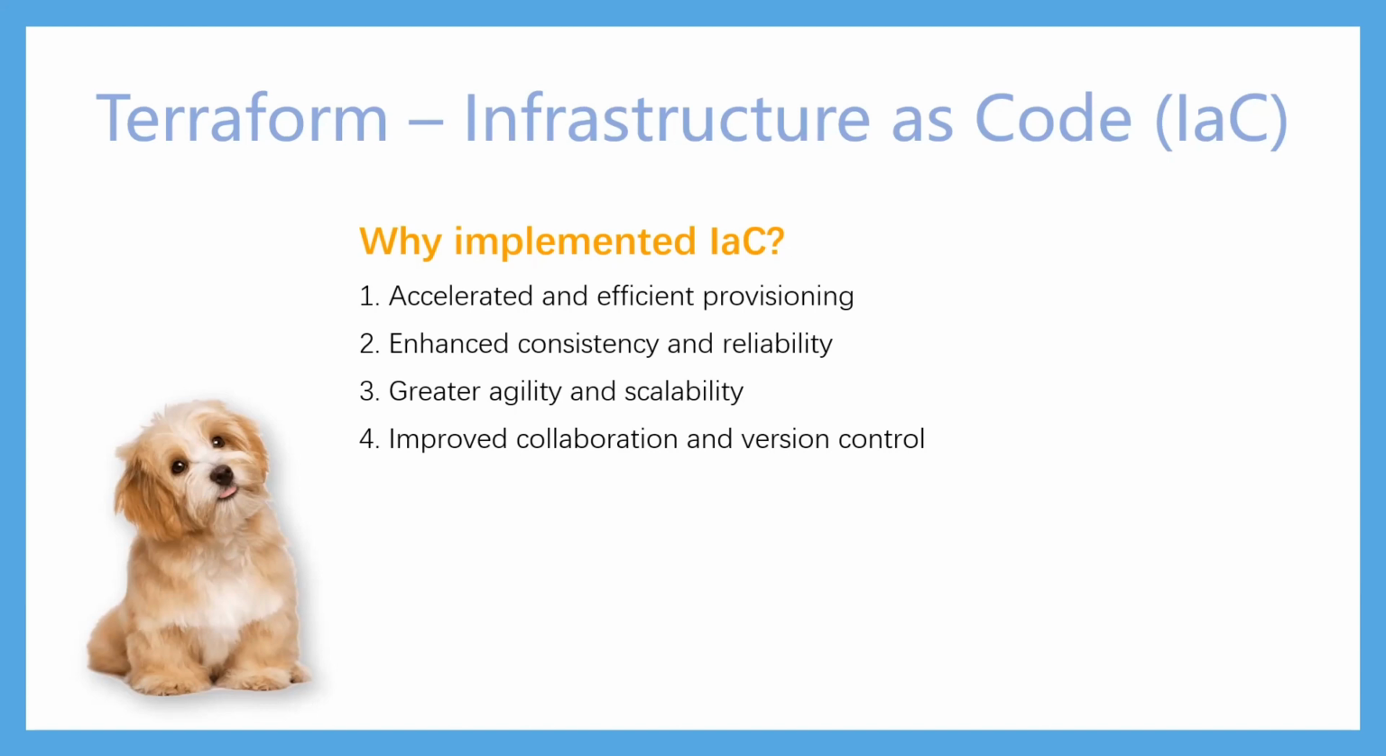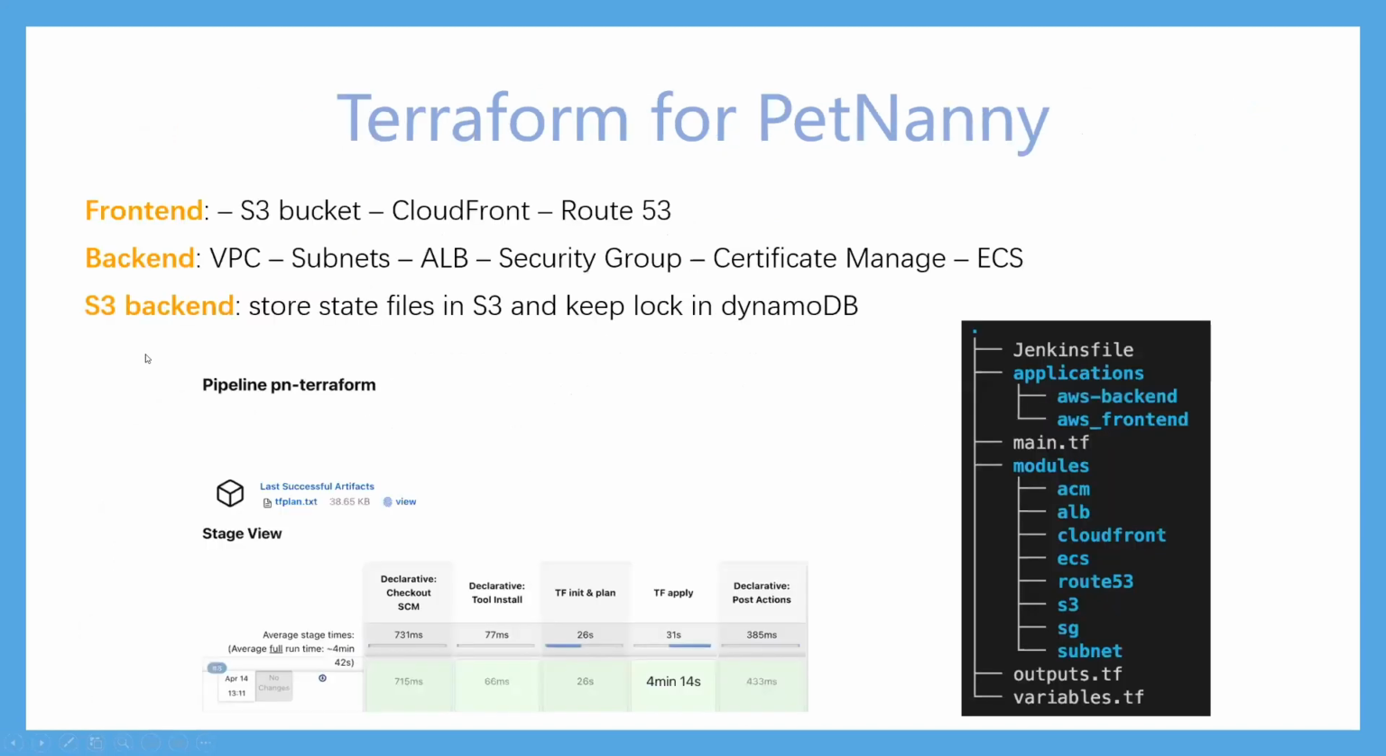Third, greater agility and scalability. It empowers us to easily provision infrastructure resources and streamline scaling operations as needed. Fourth, improved collaboration and version control. This prevents us from changing the infrastructure simultaneously. We have established infrastructures for both front-end and back-end applications using a module design, allowing for resource reuse across different environments, such as UAT and production.